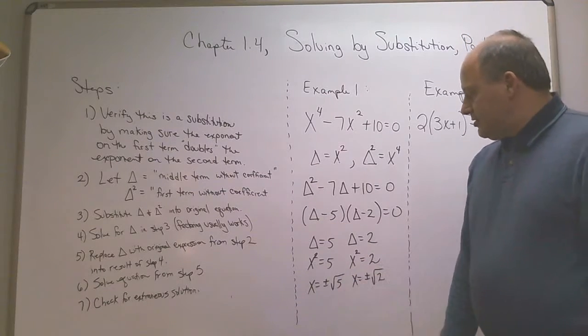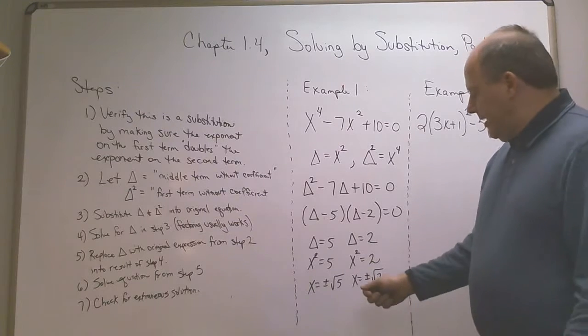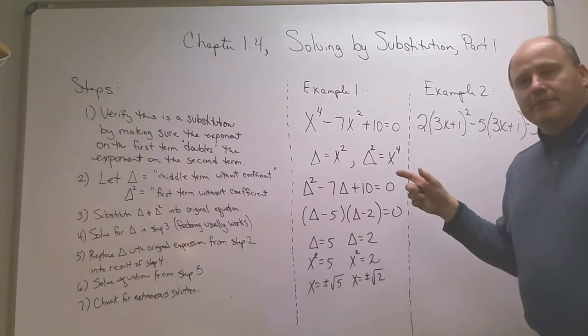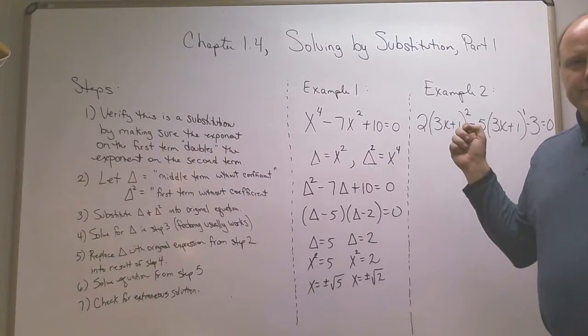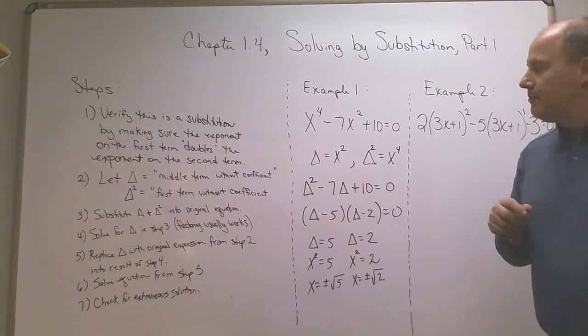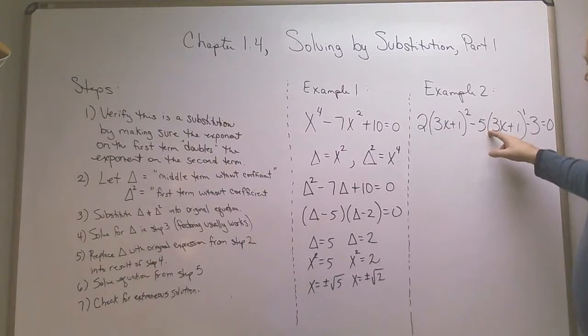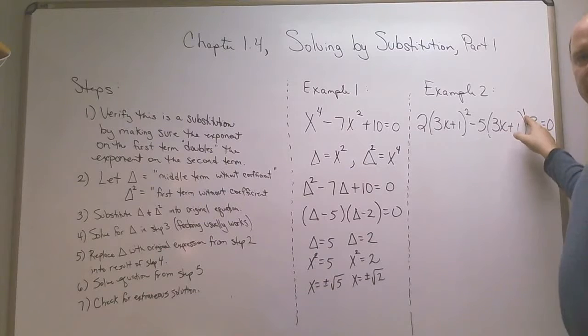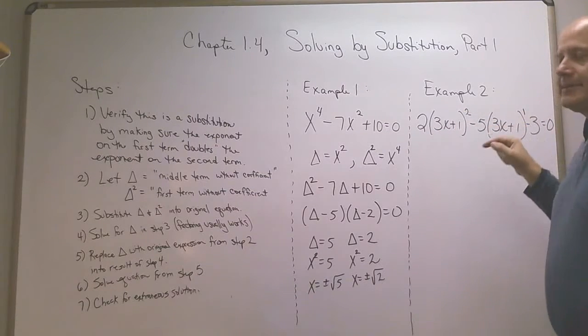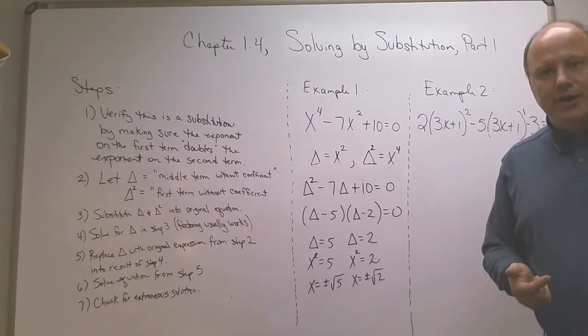So, x equals plus or minus the square root of 5, and x equals plus or minus the square root of 2. Now this next example is very similar, but it looks totally different. We go through it the same way. We're going to verify that it is a substitution type problem. The middle term has 3x plus 1 to the first, and the exponent has 3x plus 1 to the second. So this exponent doubles this exponent. That's why you know it's a substitution problem.